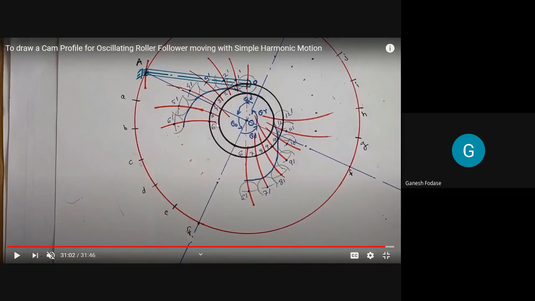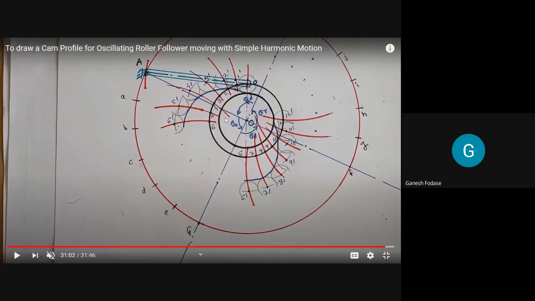Remember, in other cases, we start division from the first position of roller. Generally, we start from O dash. But as here the fulcrum position is here, hence for an oscillating follower, we start division from OA. In other cases, we start from the first position of roller, that is the line joining cam center and roller center. Is it clear? If it is a roller follower numerical, then we start division from O dash, not from OA. In this case, from OA.